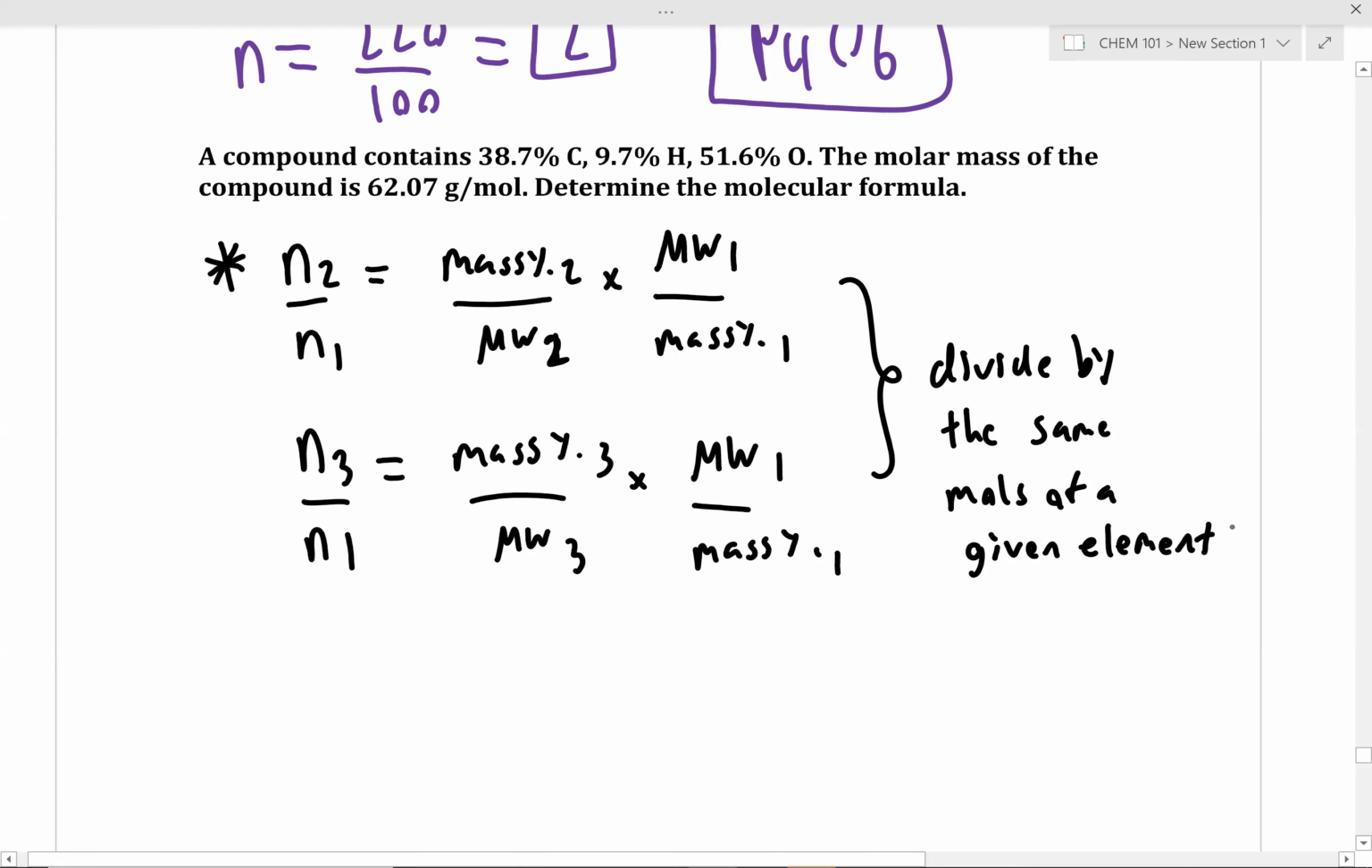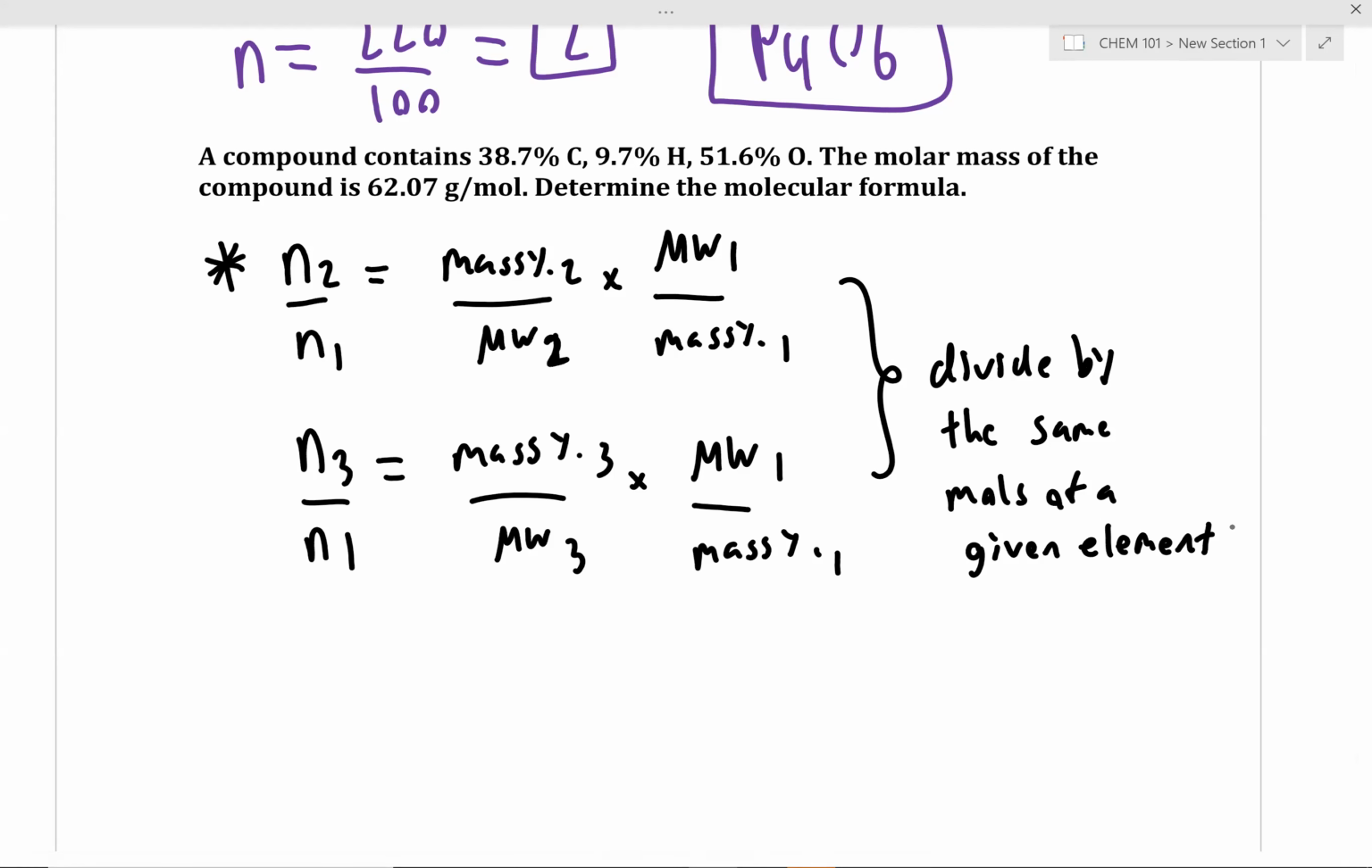So do you notice how N1 is on the bottom in both of these? And it's so that way you can actually use this mole-to-mole ratio to derive an empirical formula. Just like how we divided the moles by the smallest quantity of moles, we want to make sure we're dividing each of our moles by the same number.